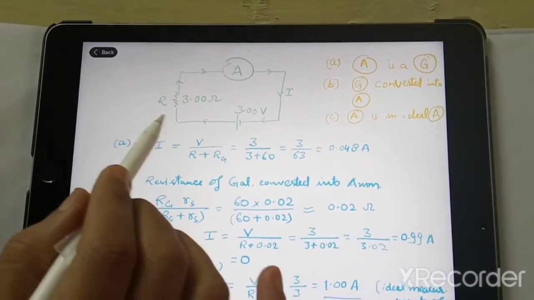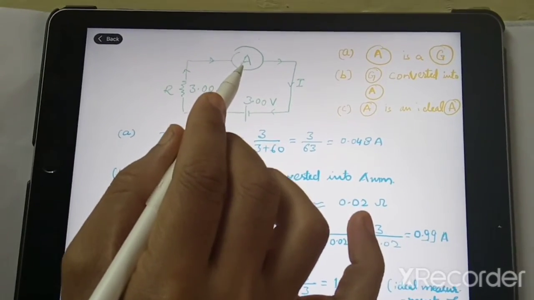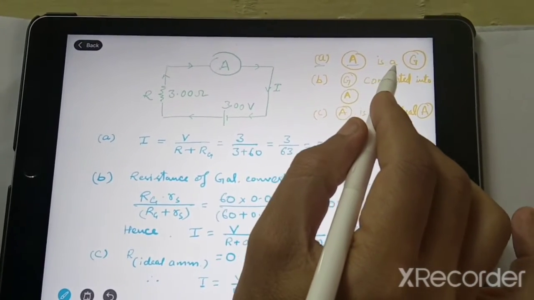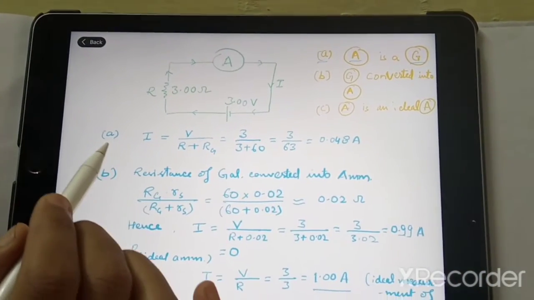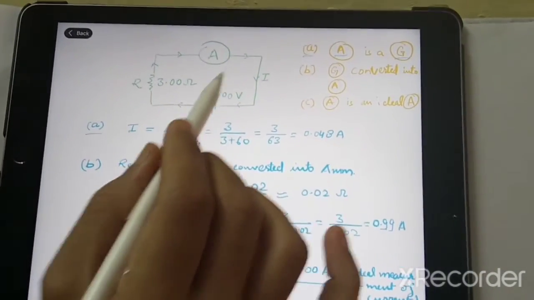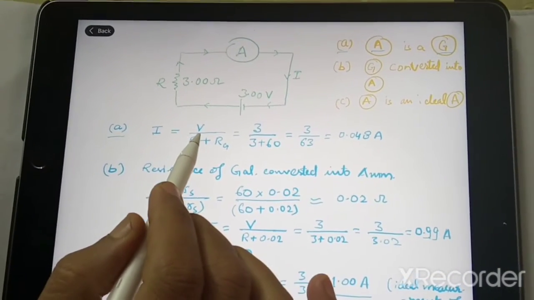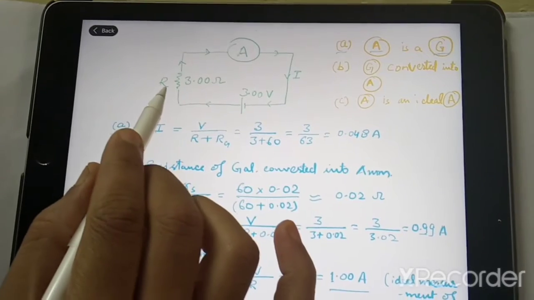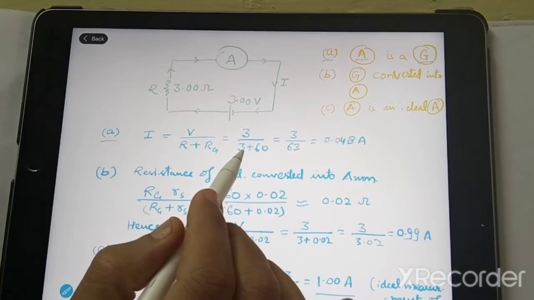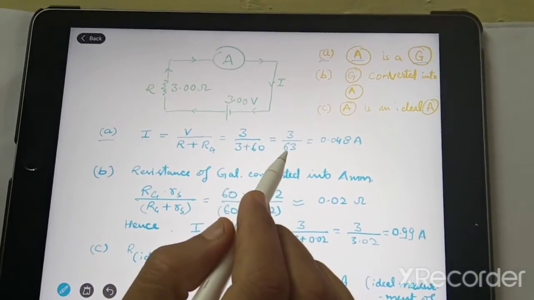Now on the whiteboard, this is again the circuit: the resistor, the battery, the ammeter, and this is the first part A, that the ammeter shown is a galvanometer. Now the solution to this is, it is a galvanometer of 60 ohm, therefore the current is I equal to the resistor R plus the galvanometer resistance. That means 3 plus 60, so that makes 63.